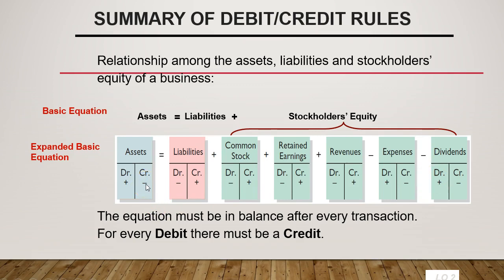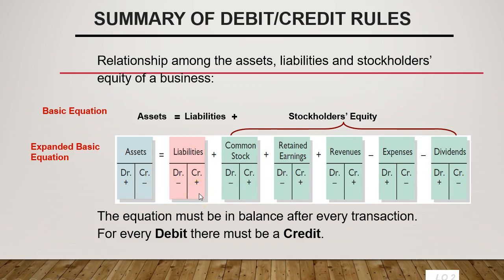Every T account also has a right-hand side. The right-hand side is known as the credit side of the T account. So in accounting, the term credit means the right-hand side of the T account. So if you're asked to credit a transaction, it simply means to record the transaction on the right-hand side of the T account.